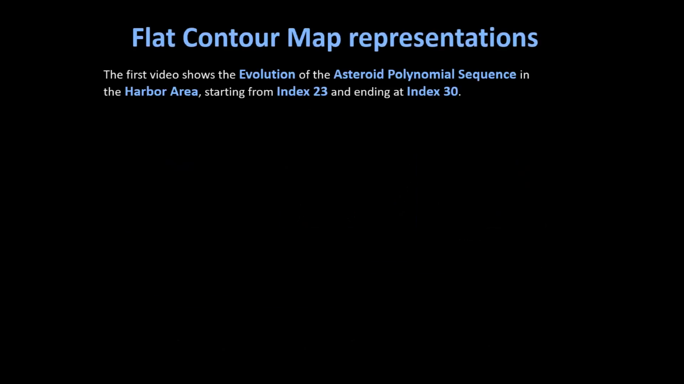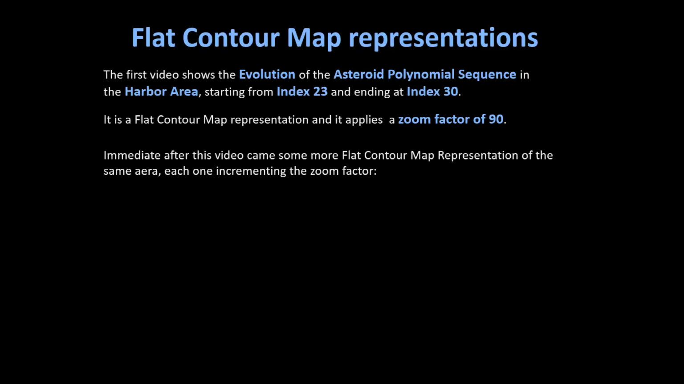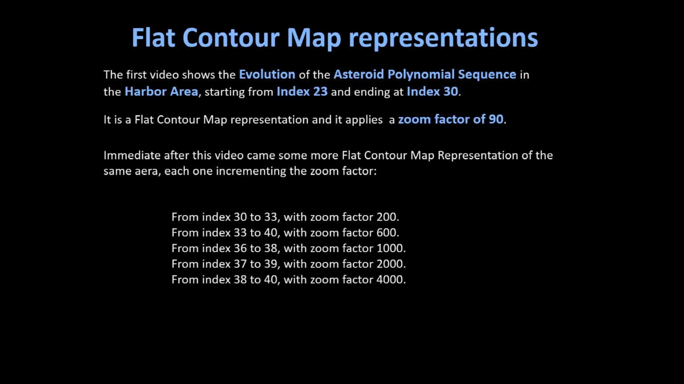The first video shows the evolution of the Asteroid polynomial sequence in the harbor area, starting from index 23 and ending at index 30. It is a flat contour map representation and it applies a zoom factor of 90. Immediately after this video came some more flat contour map representations of the same area, each one incrementing the zoom factor.